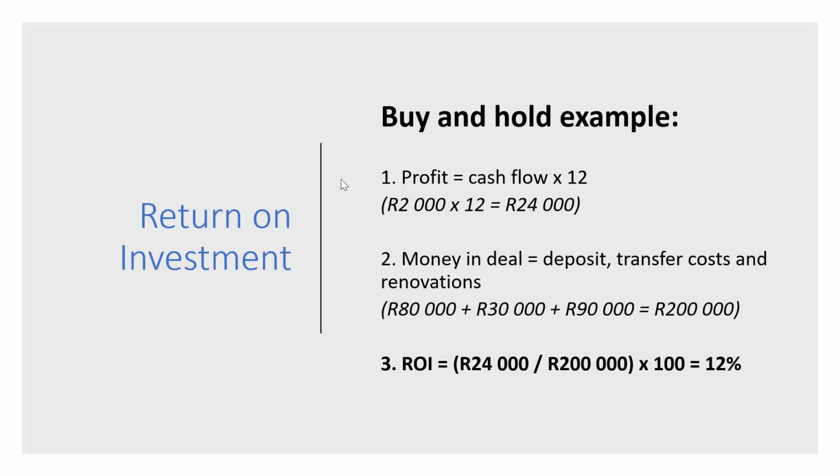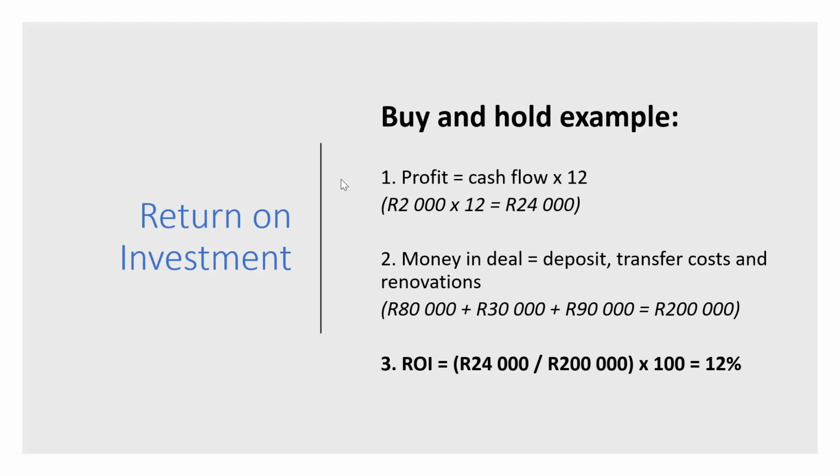So if you're making 12,000 Rand rent, and your expenses, including your bond, your rates and taxes, everything on a monthly basis, is 10,000, that means your cash flow is sitting at 2,000 Rand per month. Now, 2,000 times 12 equals 24,000 Rand. That's your annualized profit. That's what you're getting in terms of a profit at the end of the year.